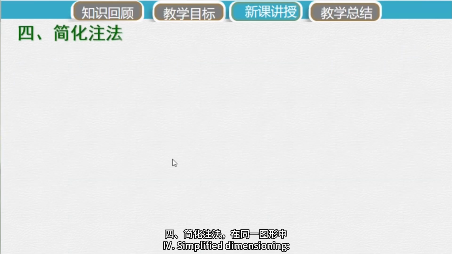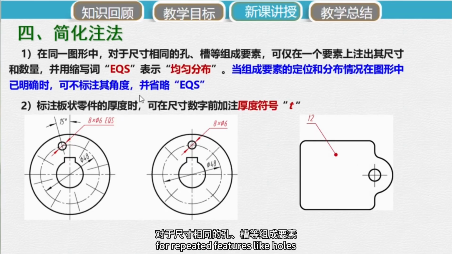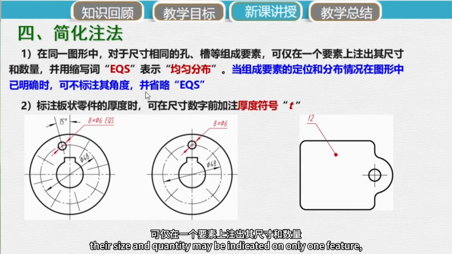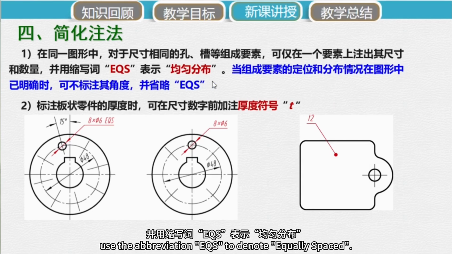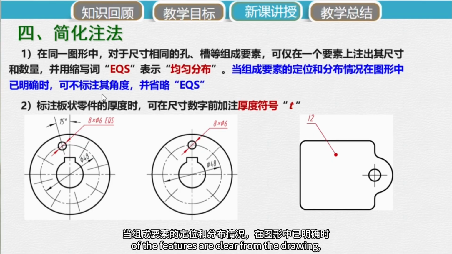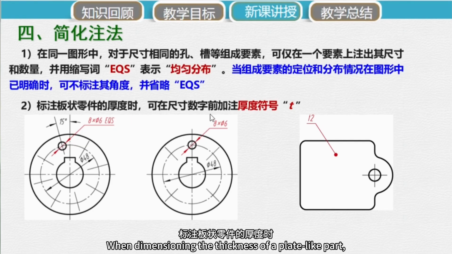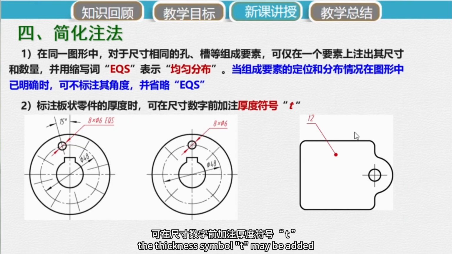4. Simplified dimensioning. In the same drawing, for repeated features like holes or slots with the same size, their size and quantity may be indicated on only one feature. Use the abbreviation EQS to denote equally spaced. When the location and distribution of the features are clear from the drawing, their angular dimension can be omitted, and EQS can also be omitted. When dimensioning the thickness of a plate-like part, the thickness symbol T may be added ahead of the dimension figure.